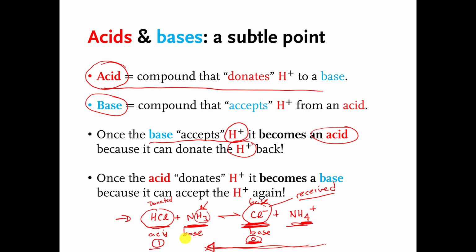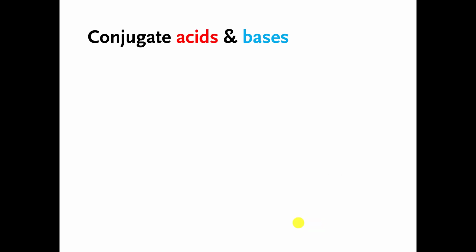But on the other side, this base turns into an acid because I can run the reaction backwards. And if I run the reaction backwards, this thing starts with 4 hydrogens, ends up with 3 on the other side, so this one must have donated. And this is always going to be true. If you have an acid on one side, once it donates, it will turn into a base. And if you have a base on one side, once it receives, it will turn into an acid. There's a special name for these things that are switching from acids to bases. They're called conjugates.